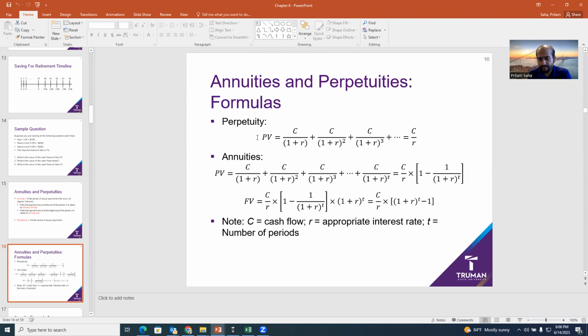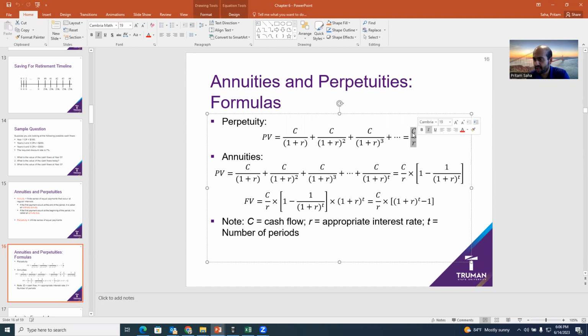For perpetuity, the present value formula is basically C over R. C means periodic cash flow, and R is the periodic rate of return, or periodic interest rate. For perpetuity, you cannot calculate future value because we really don't know the future. It's infinite, and we really don't know when it's going to end. But for annuity, we can do both present value and future value.